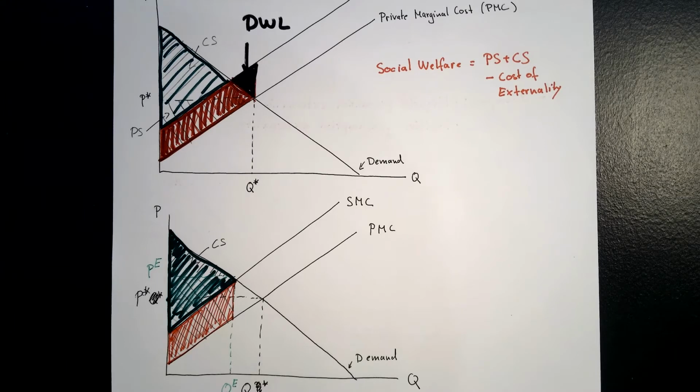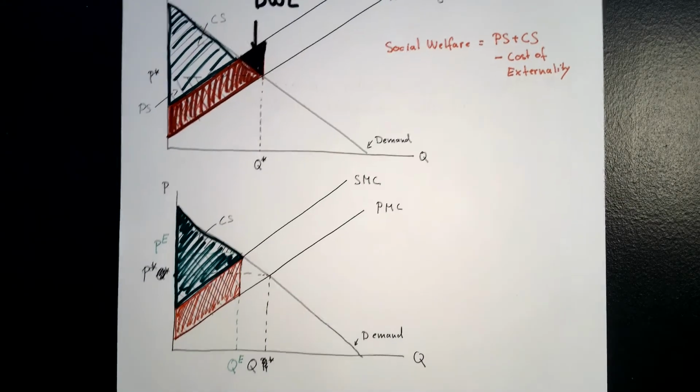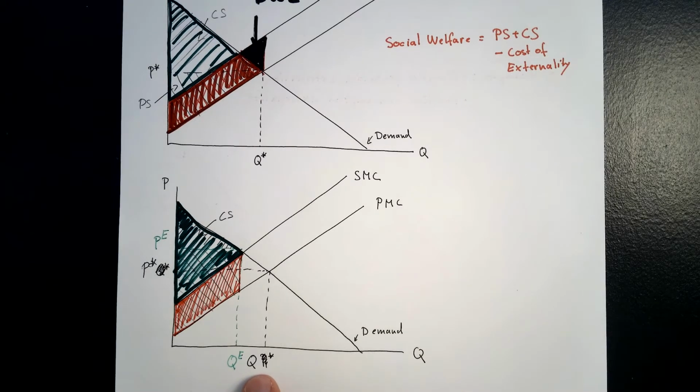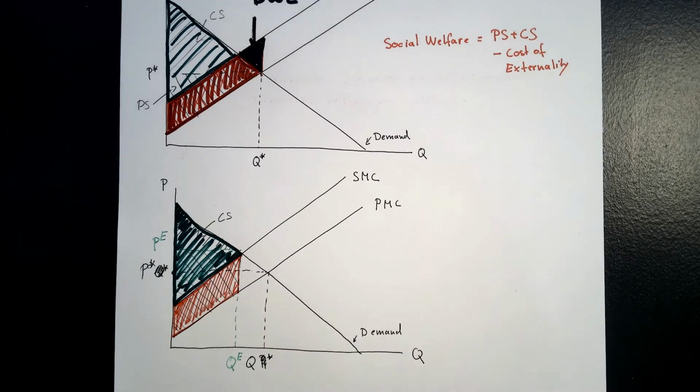Now the question is, how do you actually achieve a market outcome which produces at PE and QE? Note that if we have a negative externality, then we are actually overproducing the good. You can see that the market is producing Q star, but it would be more efficient if we produced at QE, or the efficient outcome.